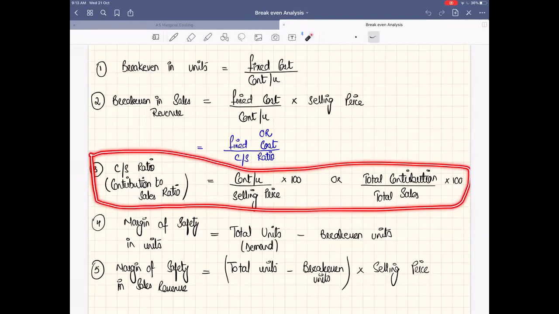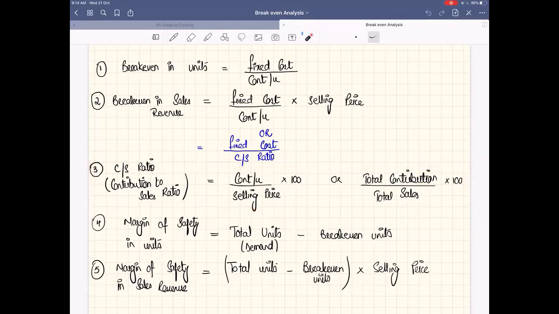CS ratio is basically contribution to sales ratio. There are two formulas to calculate this. One is contribution per unit upon selling price into 100. And the other is total contribution upon total sales into 100. So basically what CS ratio tells us is how much percentage your contribution is as compared to your sales, like what percentage of your sales is your contribution? Guys, please give me a heads up as soon as you have copied this.